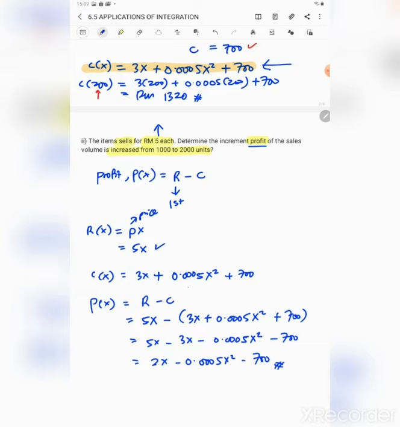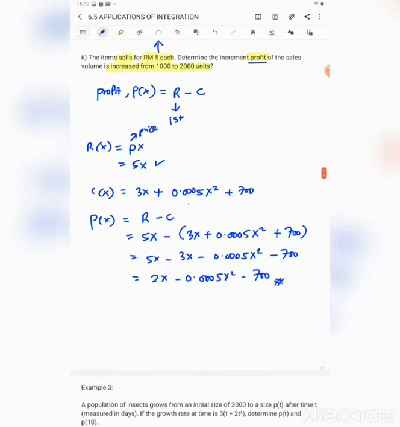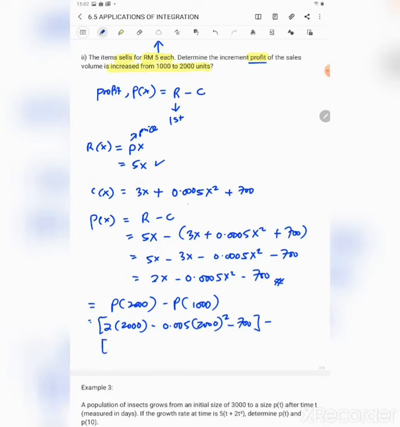So now, determine the increment profit. Meaning that you have to substitute the value. This one means P. Substitute the value: units 2000 minus P, the profit for 1000. So we substitute this, this one minus this one.